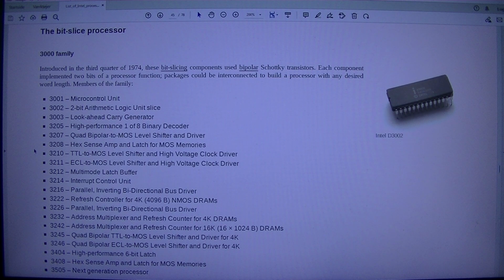3210 TTL TMOS level shifter and high voltage clock driver. 3211 ECL TMOS level shifter and high voltage clock driver. 3212 multimode latch buffer. 3214 interrupt control unit. 3216 parallel, inverting bidirectional bus driver.